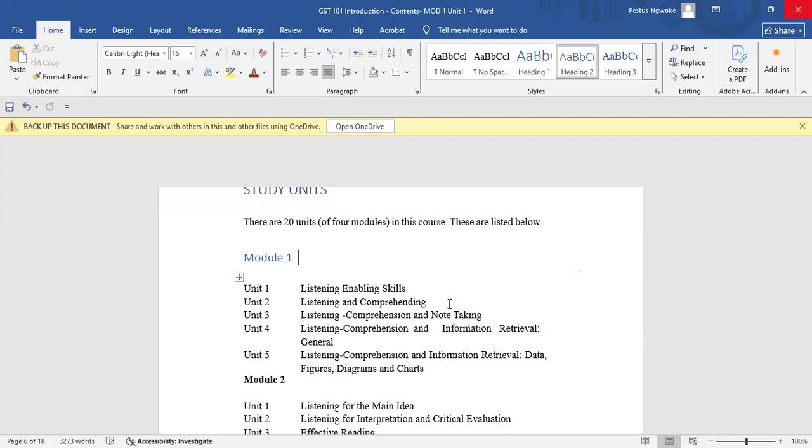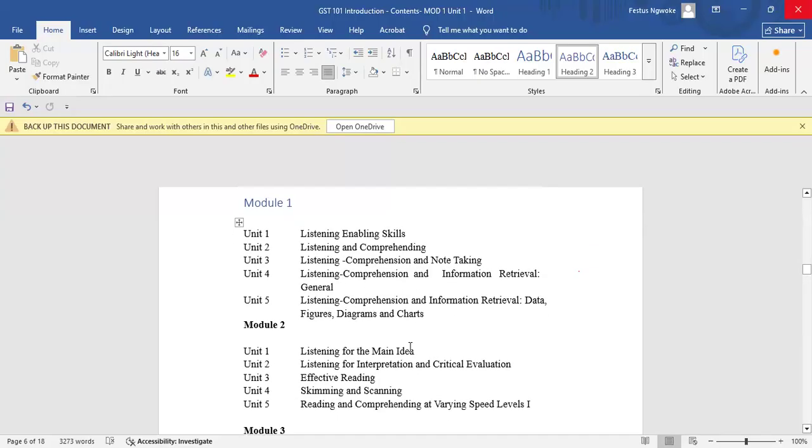What we have today is merely introduction, and then we are going to look at maybe listening as a whole, and then listening enabling skills. Then subsequently, maybe by the next class, we are going to have listening and comprehension, and then listening and comprehension and note taking as we move on. But let's also look at it and understand this.